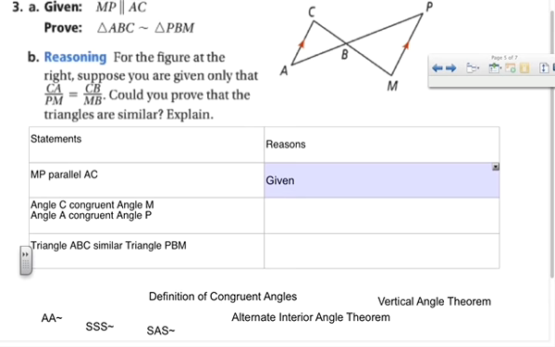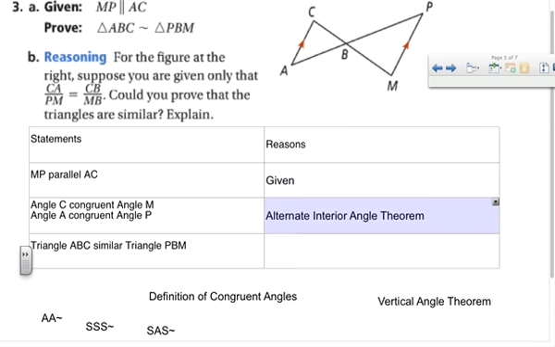Well, they are congruent, but I'm not using the definition of congruent angles. Yes. Oh, Aria heard me say that. They're alternate interior angles. And now that I have 2 pairs of congruent angles in these triangles, why are these triangles similar? Angle-angle, yes.